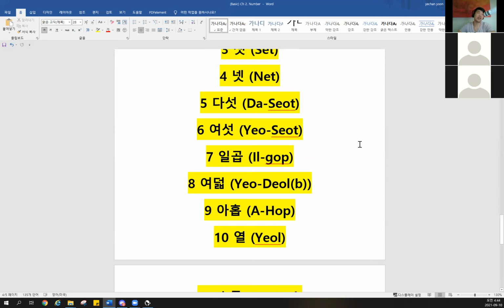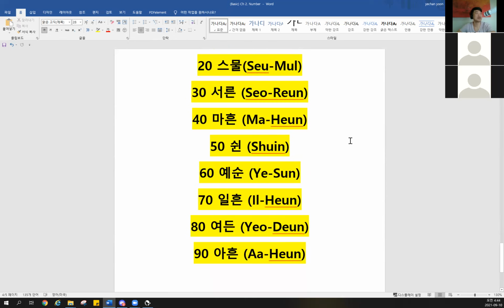Okay, there's 1 to 10, and we also have 20 to 90, but don't worry guys, until here is the last, and over 100 you can just use the Sino counting version. The reason you need 20 to 90 in native Korean is that you have to say your age in native Korean. So if you want to answer something about the age of your parents or older people, all those kinds of things, you have to use native Korean. So please remember and memorize this one as well.